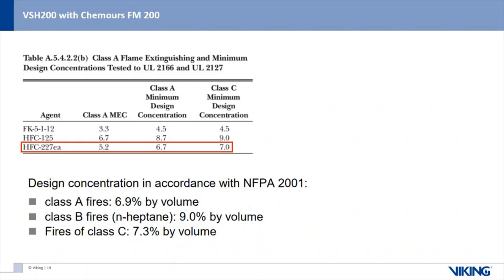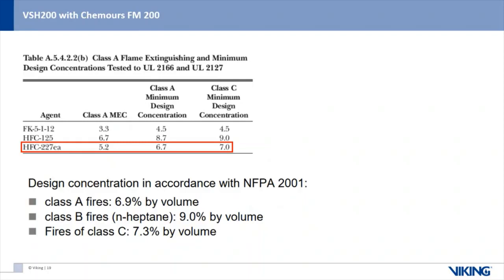So this is a good example to show you that we, as a manufacturer, tested at 6.9%. Even though NFPA 2001 says you can use 6.7, with the VSH 200, you have to be at 6.9% by volume for Class A. For Class C fires, 7.3% by volume, and this is out of the manufacturer's manual.